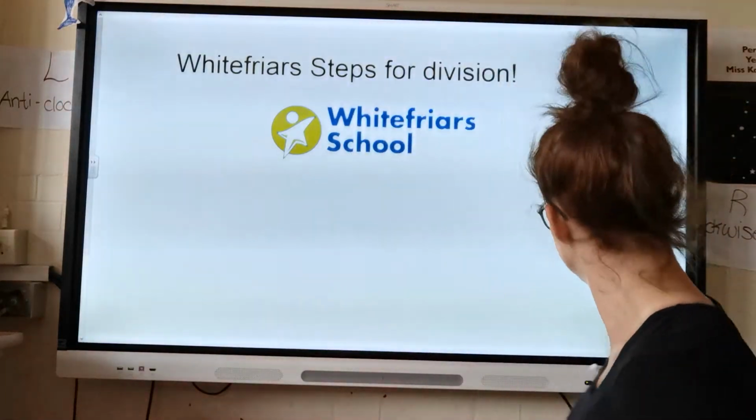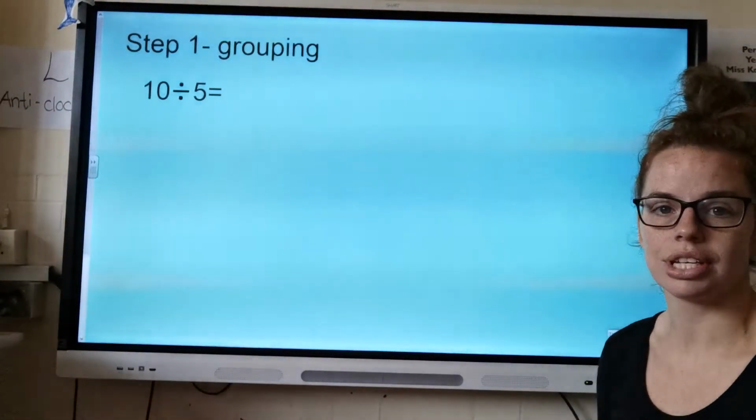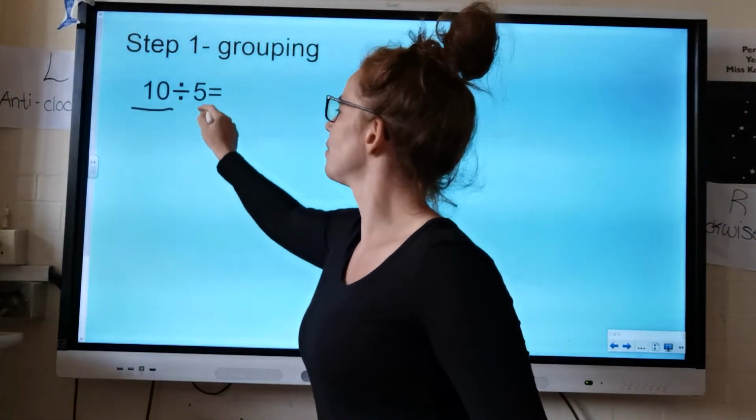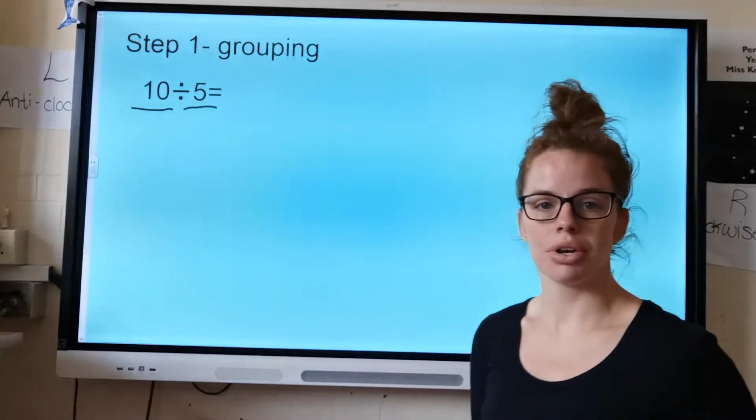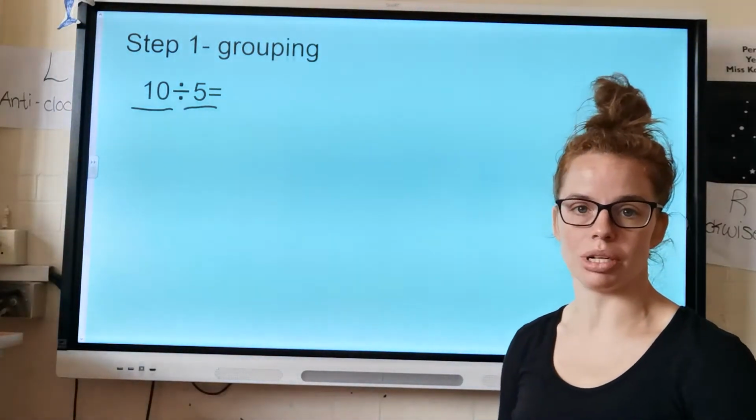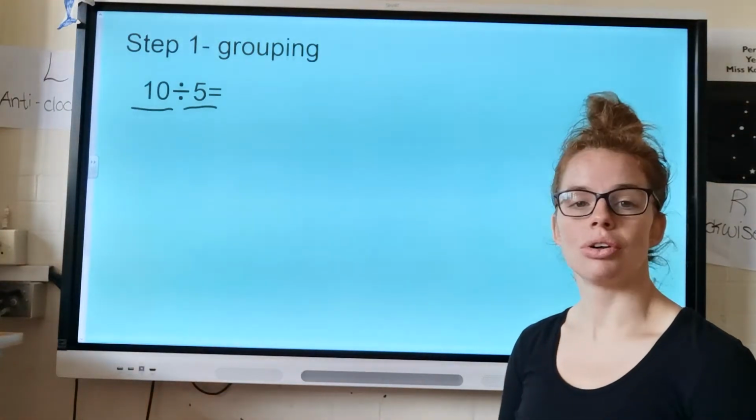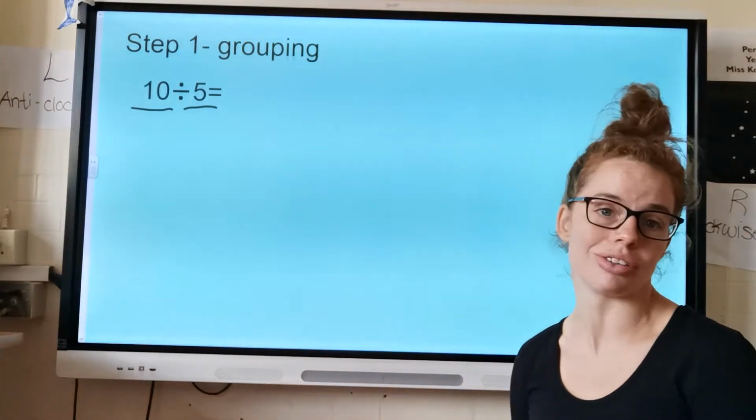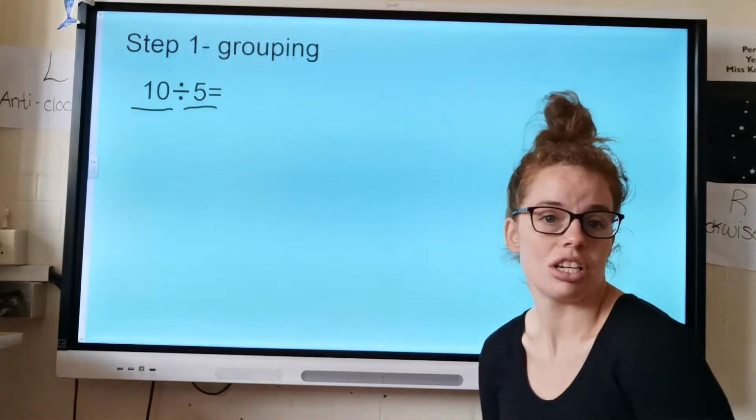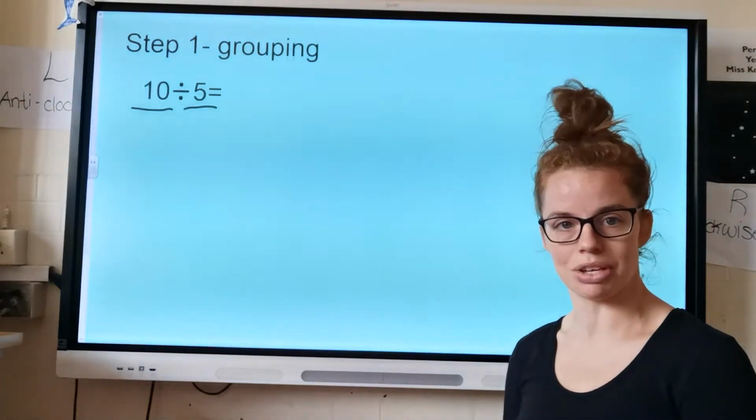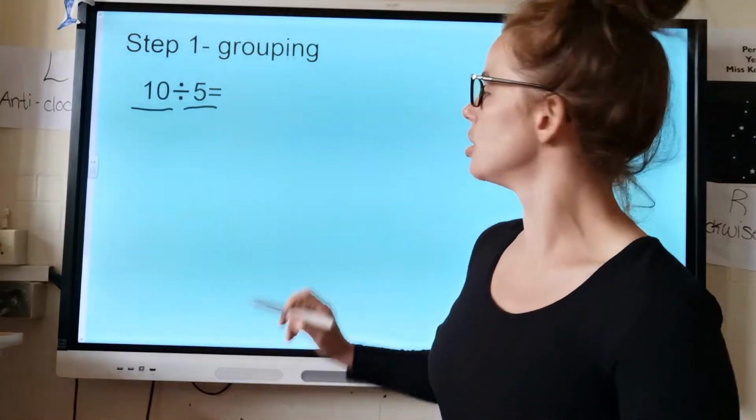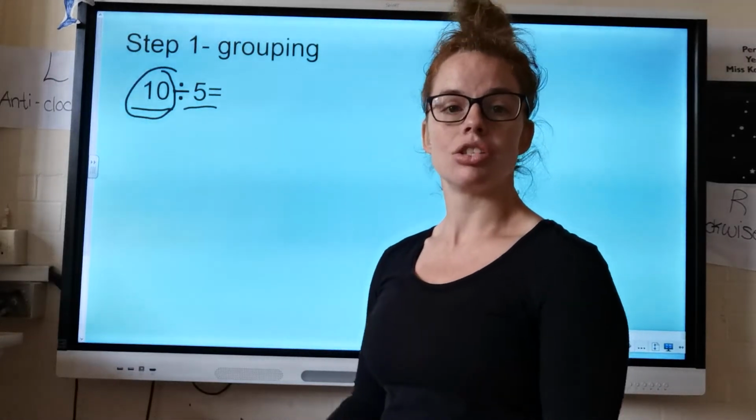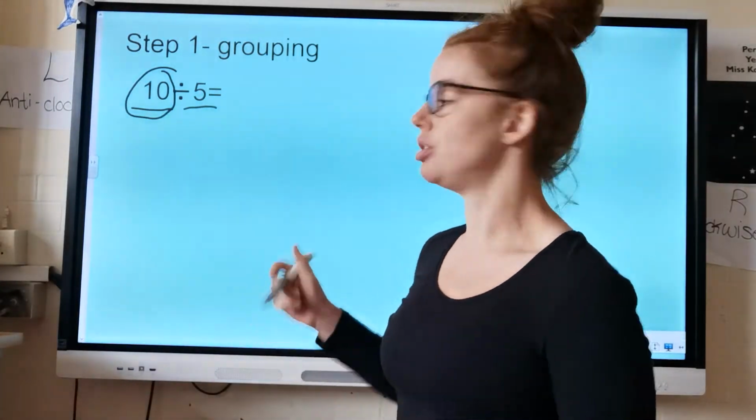So for our first step, it is grouping. As you can see here, we have 10 divided by 5. For grouping, it's the first step that the children will learn for dividing. The first thing you need to do is draw 10 pictures. You can do smiley faces, circles, cupcakes, whatever you want. Today I'm feeling like I'm in a loving mood, so I'm going to do some hearts. Your biggest number is what you're going to draw the pictures with. Our biggest number here is 10, so I'm going to do 10 hearts.